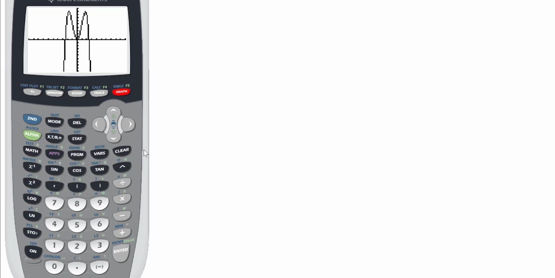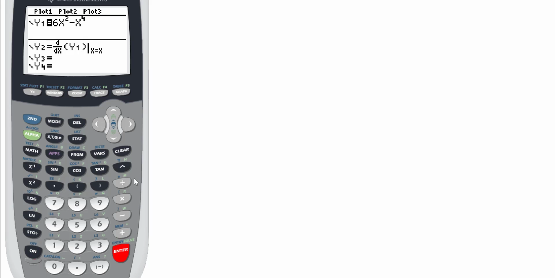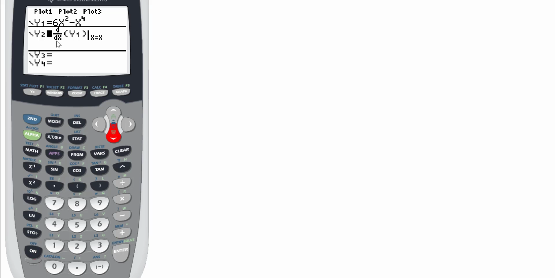So here's our graph, and what we're trying to do again is find relative maxes and mins. If you notice, we have two relative maxes right here, one positive, one negative, and then we have a relative min right in the middle there. If I put this back on, I hit y equals, and just for the heck of it, I'm going to turn off this one and turn on this one.